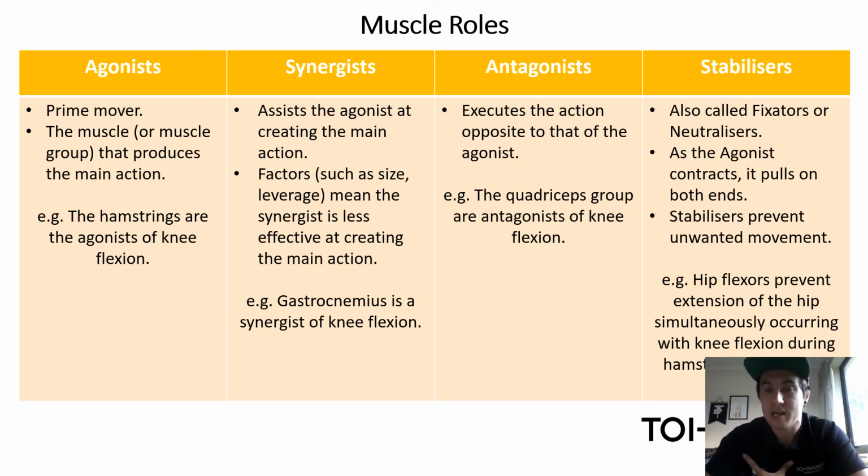Antagonists are the muscles that oppose the agonists. So in this horizontal flexion example, your lats are going to be an antagonist. And if you understand the shape of the deltoid, you'll work out that the posterior fibers of the deltoid are actually going to be antagonists to the anterior aspect of the deltoid. So one muscle can even be the agonist and antagonist of itself. And then stabilizers, also called fixators, are the ones that help to limit movement in other joints while other joints are moving.